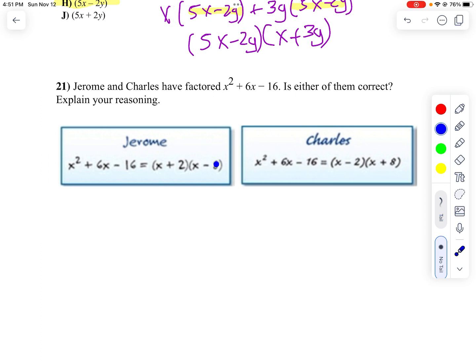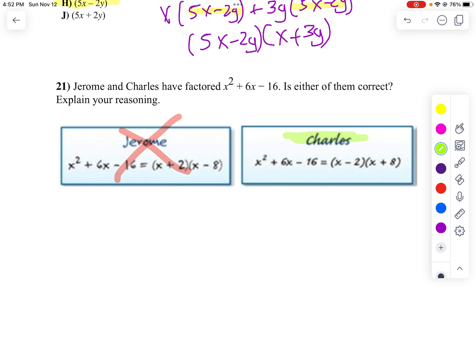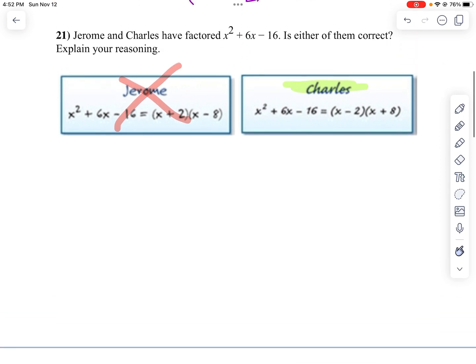Negative 8 times 2 is negative 16. Negative 8 plus 2 would be negative 6x. We want positive 6x. So we can definitely see that Jerome is incorrect. Let's look at Charles. Now we got negative 8 and 2, but 8 minus 2 is a positive 6. So it appears that Charles is correct. And I think that's it for that page, but let's scroll just to make sure. Yep, that's it for that page.